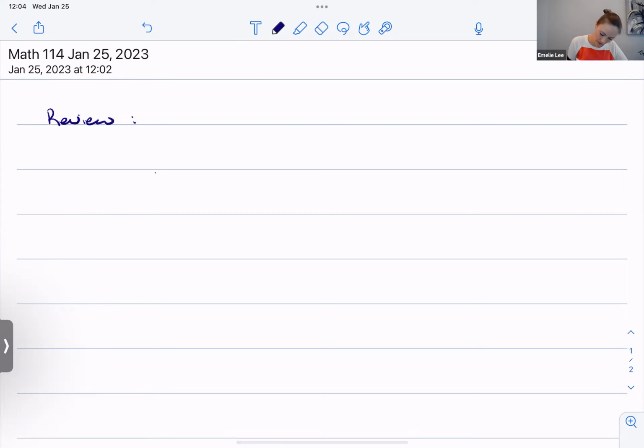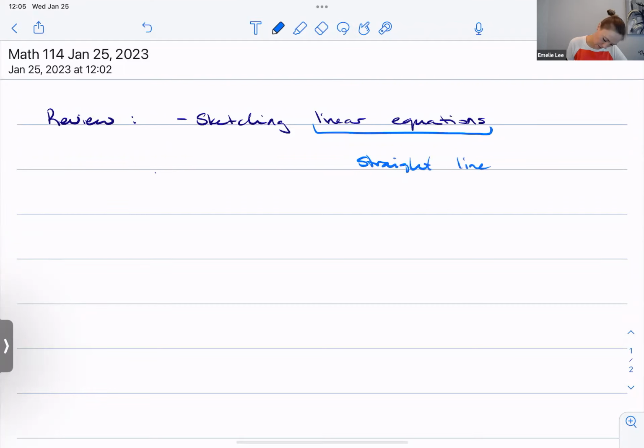So for some quick review, right? I can't remember what we did before then, but we were talking about sketching linear equations, just a fancy way of saying straight lines. Straight lines, which have the form y equals mx plus b, right? Where m is the slope and b is the intercept.